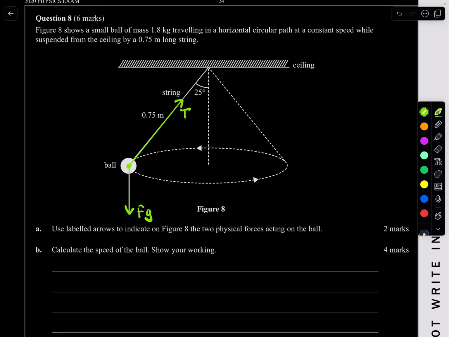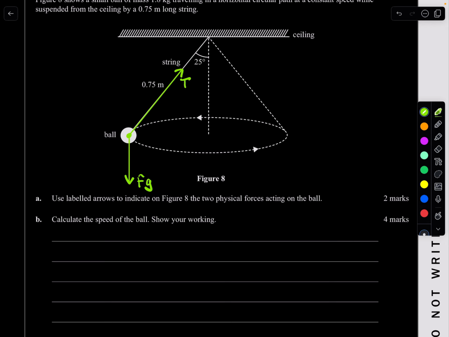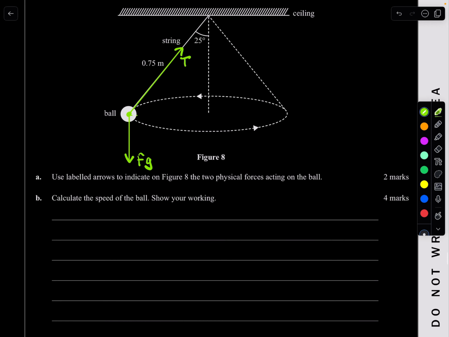So tension, string. Of course, there is a net force that's going in this direction overall, but that's not what we need to label right now. Just these. These are your two physical forces. Calculate the speed of the ball, show your working out.